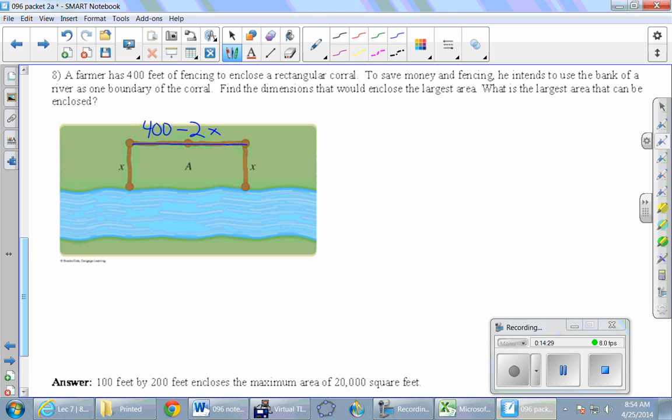All right, so we are trying to enclose the largest area. We know the area of a rectangle is length times width, but let's use x's. So what am I putting here for the area? Folks, think of that. We're just multiplying two sides of the rectangle. 400 minus 2x times x. Length times width. Okay. So that's the area. And let's just go ahead and distribute that x in. So we get 400x minus 2x squared.